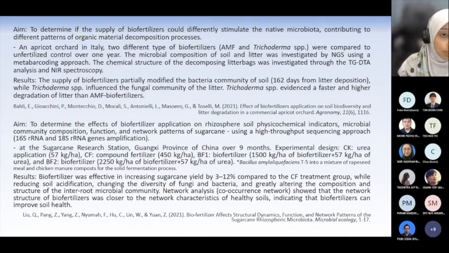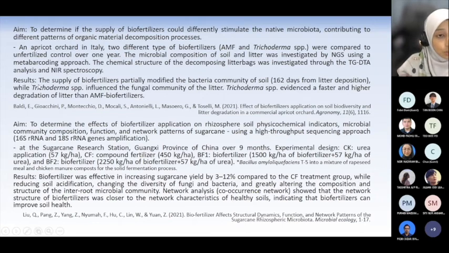Experiment or observation is also very important, and I realized that normally people do the experiments for about 6 months to over 2 years. So the microbial composition of soil and litter was investigated by using, of course, next generation sequencing, a meta-barcoding approach. The chemical structure of decomposing litter bags was investigated through TGDT analysis. So this one is for the chemical parts.